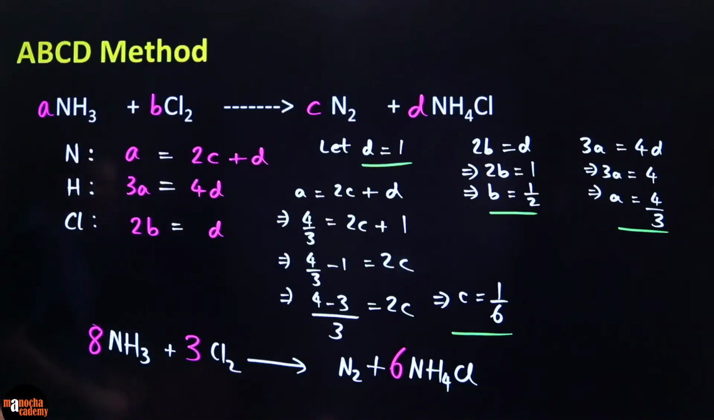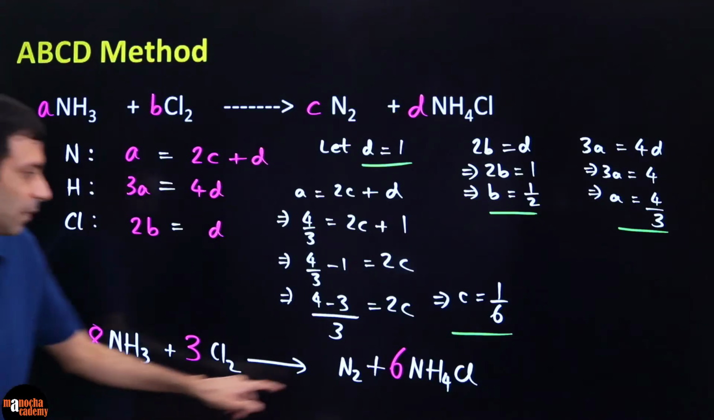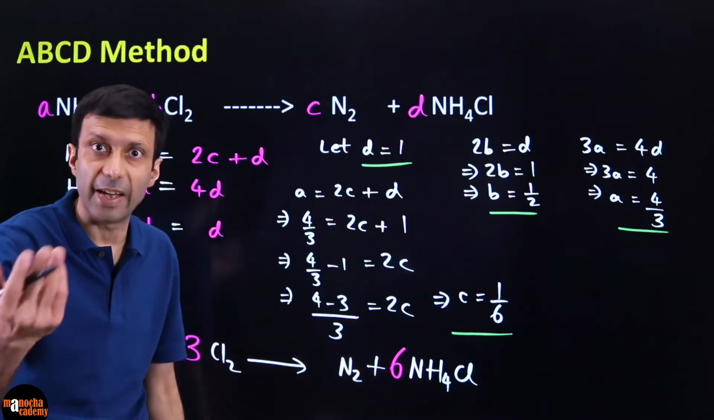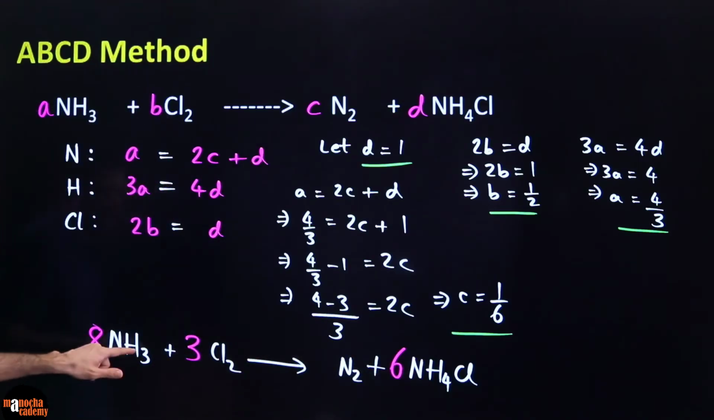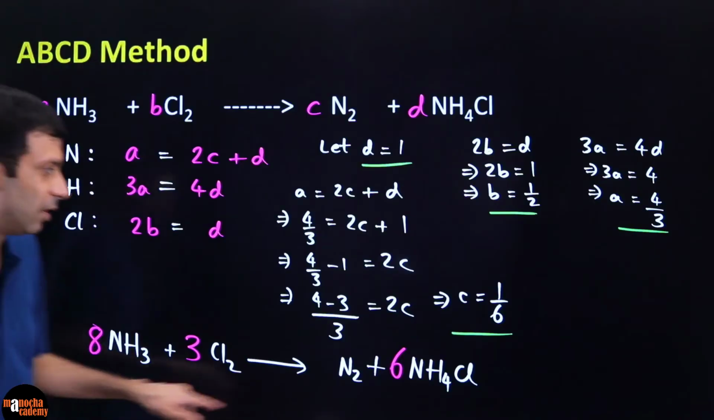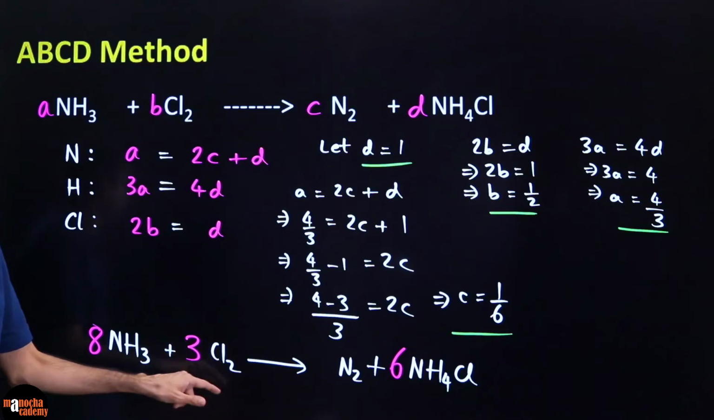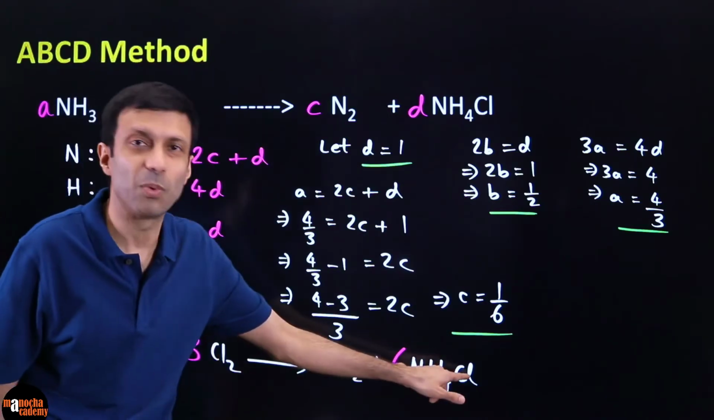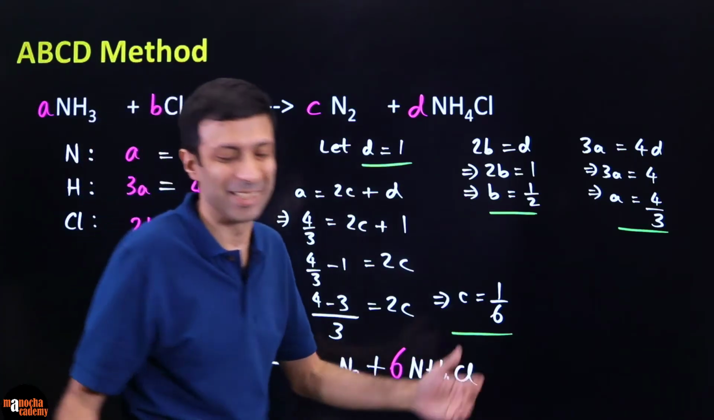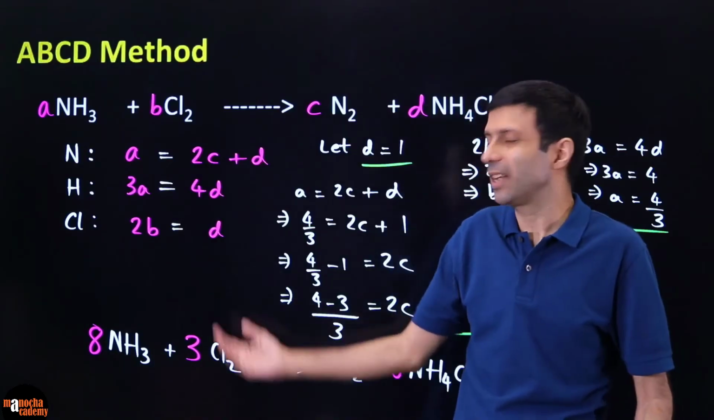The best part about balancing, you can check your answer. See, 8 nitrogen here, 2 plus 6, 8 nitrogen. 8 times 3, 24 hydrogen. 6 times 4, 24 hydrogen. 3 times 2, 6 chlorine. 6 times 1, 6 chlorine. Balanced. So can you see it works like magic?